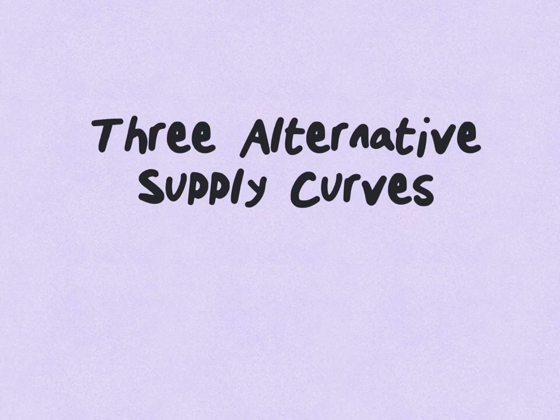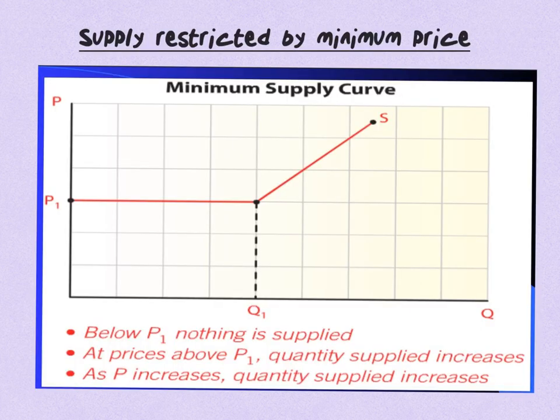There are also 3 alternative supply curves which will be discussed in this video. The first is where supply is restricted by a minimum price. Previously we said the supply curve was upward sloping. As you can see here, there's a flat part of the curve and then an upward sloping part of the curve. Below P1, nothing is supplied. And above P1, we can see that quantity supplied increases as price increases.